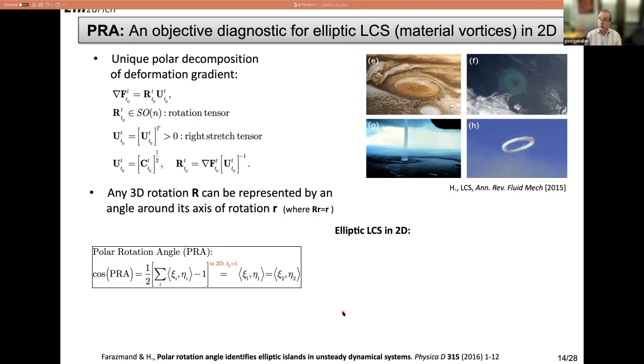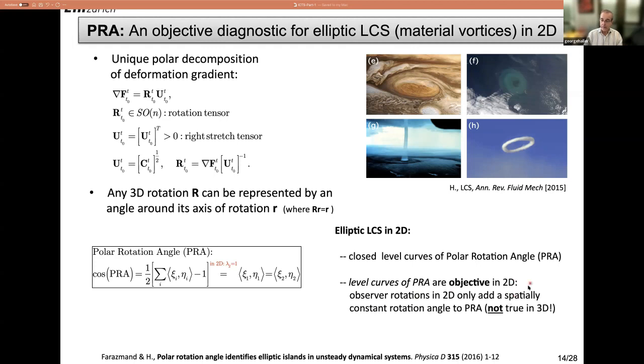Elliptic LCS in 2D, defined using the polar rotation angle, will be closed level curves of the polar rotation angle. And the outermost in a family, you could use to define a vortex, a material vortex boundary, which is objective, it turns out. The level curves of the PRA are objective in 2D. Unfortunately, in 3D, that's not true. The level surfaces of the PRA are not objective in 3D. So the PRA is a good diagnostic tool in 2D, objective in that sense. And by my own principle, I have to discount it in 3D. There are alternatives in 3D, but in 3D, I don't promote the PRA for that reason. Okay, but in 2D, I do.